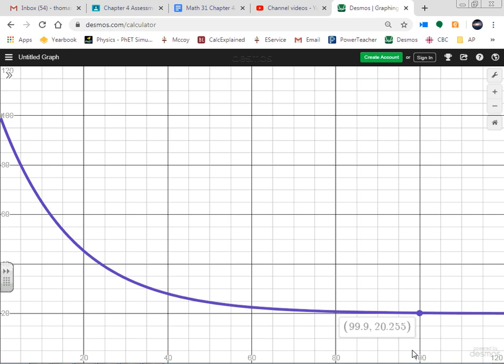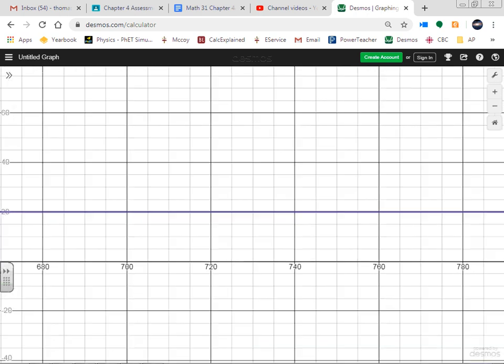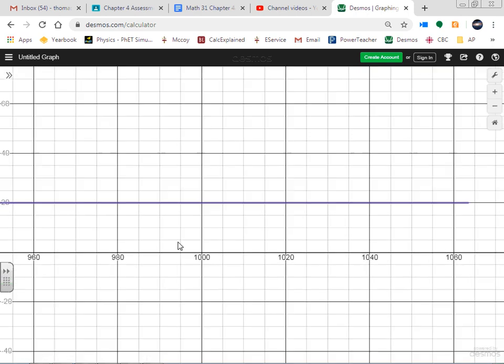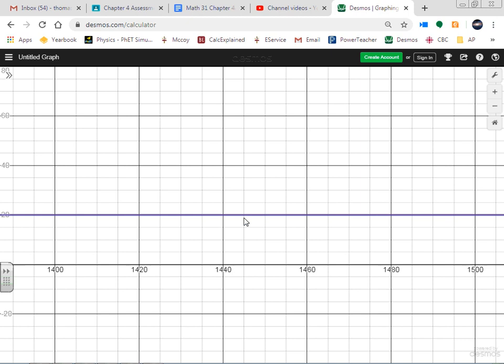It's 20.255. Now if I carried this graph to the right, how many minutes are there in a day? 60 times 24, so right around 1500. Look at what the temperature is at, Desmos gave up. It just gave me 20. That number is still not actually 20.